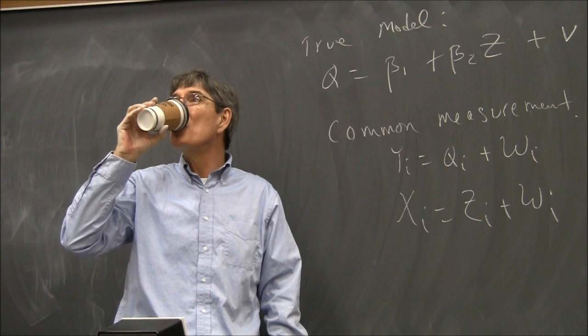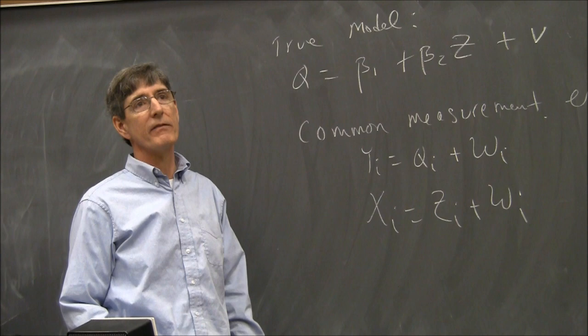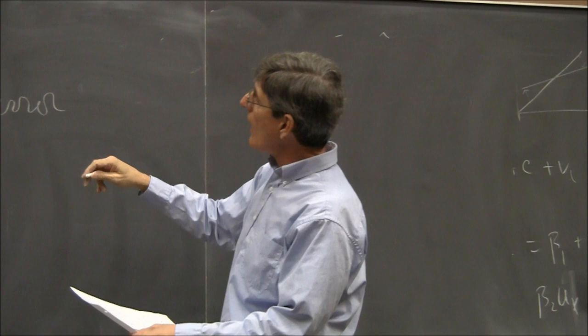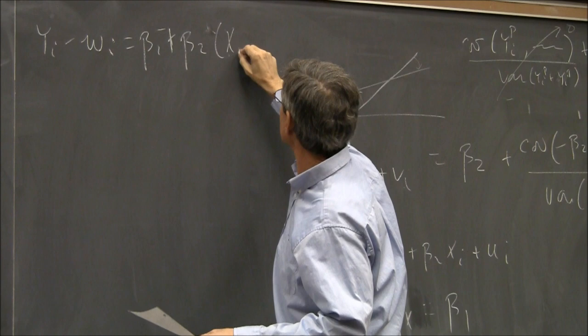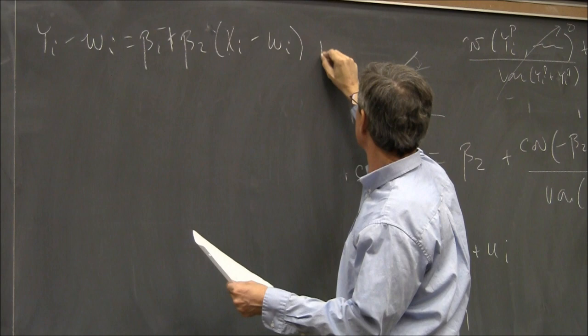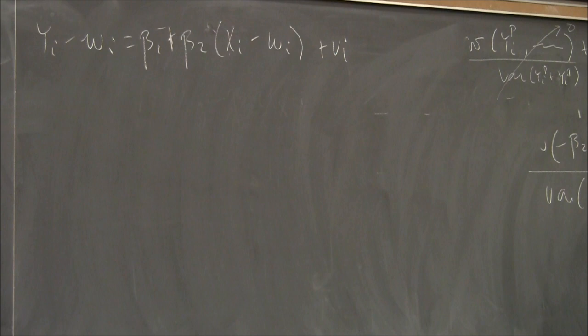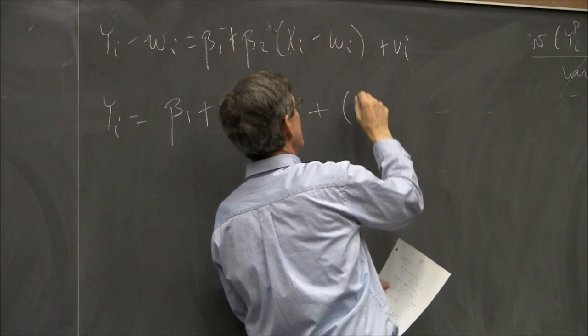So is beta 2 hat consistent or not? Well, you already know if this is measured with error, it's not. But what's the degree of the inconsistency? How far off will we be? So again, we just sub into the original model. qi is yi minus wi, which equals beta 1 plus beta 2 times zi, where zi is xi minus wi, plus vi. Then we write the model in terms of the things we can actually observe, actually measure. So yi is beta 1 plus beta 2 xi plus vi plus wi minus beta 2 wi.